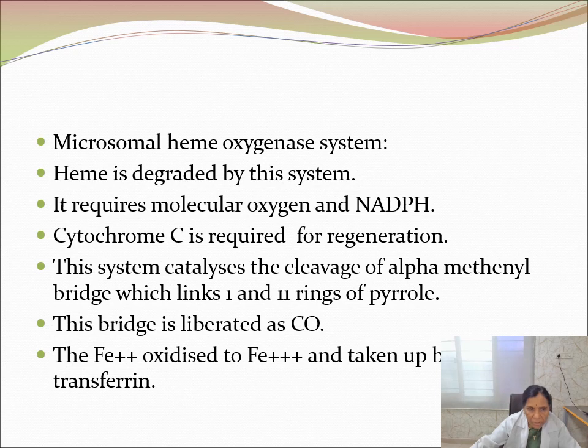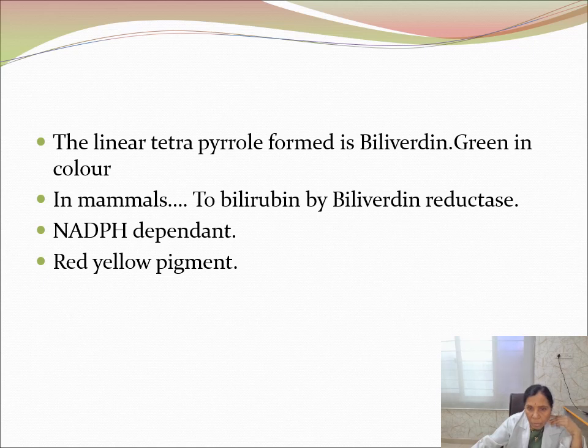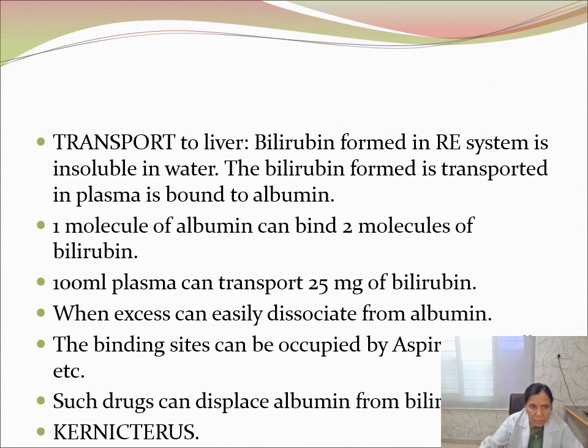About this microsomal heme oxygenase system, heme is degraded by this system and it requires NADPH from the HMP pathway and cytochrome C, which is required for regeneration. This system catalyzes the cleavage of the alpha methenyl bridge, which links the first and second rings of pyrroles. This bridge is liberated as carbon monoxide. And the Fe2+ is oxidized to Fe3+ and taken up. The linear tetrapyrrole formed is biliverdin, which is green in color, and in mammals it is converted to bilirubin by biliverdin reductase. This is the enzyme which is very important, and it is NADPH dependent.